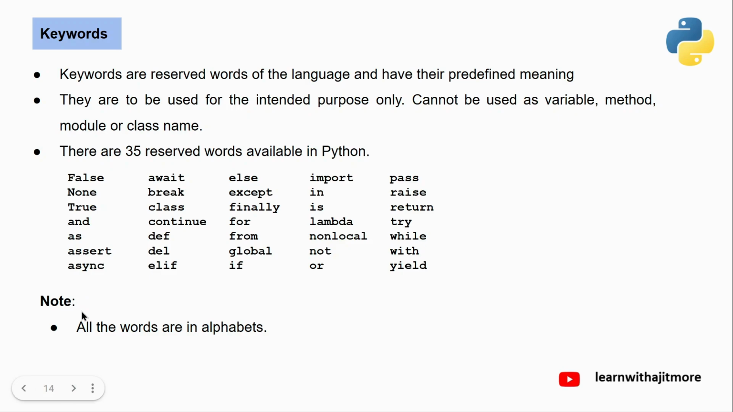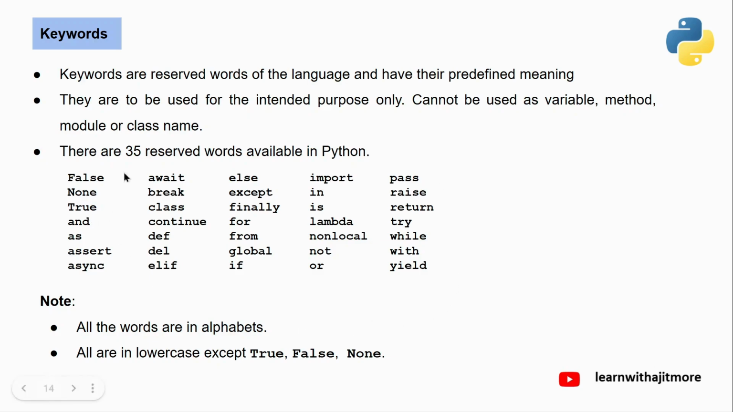As I said, all the keywords are in alphabets only, meaning English words. There are no symbols or any digits. They all are English words. Okay. And all are in lowercase except True, False, and None.